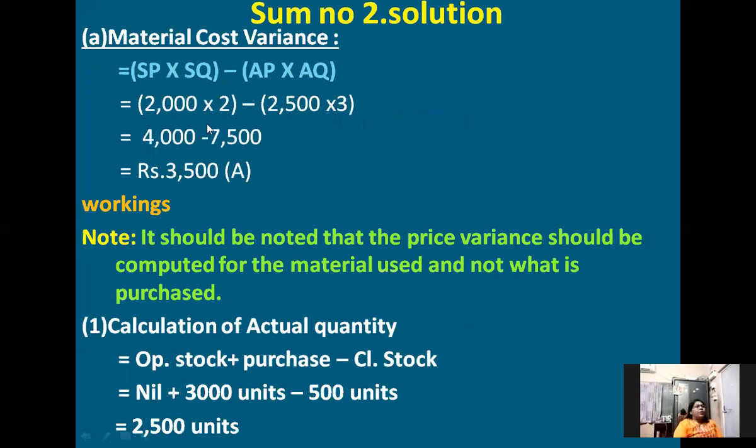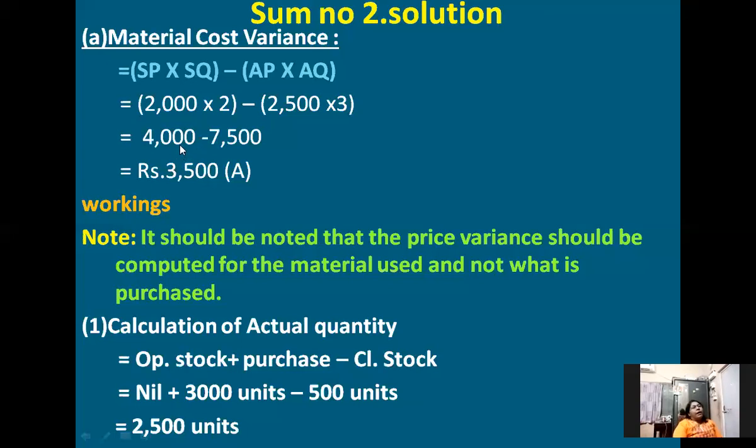Now go back to the explanation of how I made the calculation of cost variance. We calculate the standard quantity as 2000, actual quantity as 2500, standard price as 2 and actual price as 3. So compare and do this calculation. And when we are doing this calculation, here we got 4000 minus 7500. So you will get the negative answer.